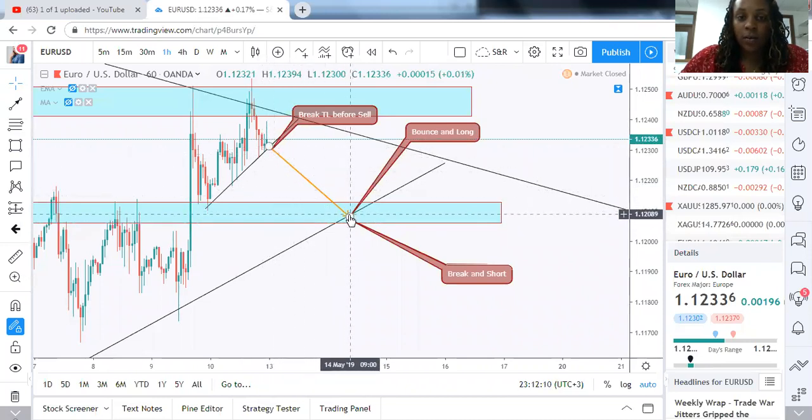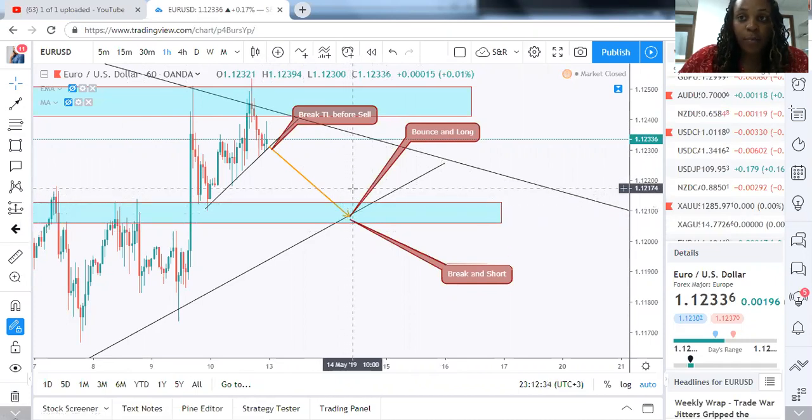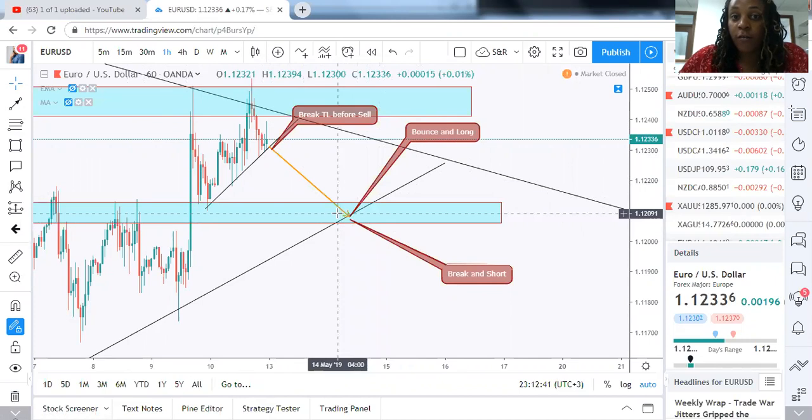And here, once price comes down and tests our trend line and also our support, our structure, we want to then wait to see if we see a solid body candle actually breaking this trend line, or we want to see rejection, right? Rejection and starting to move away from this area. So we want to start to move away from this zone and this trend line in order to confirm that it's going to bounce and long, right?